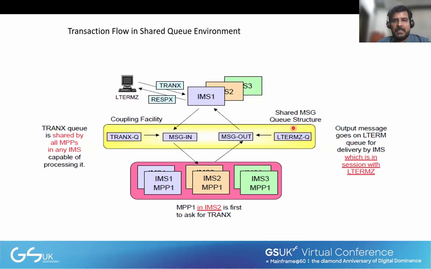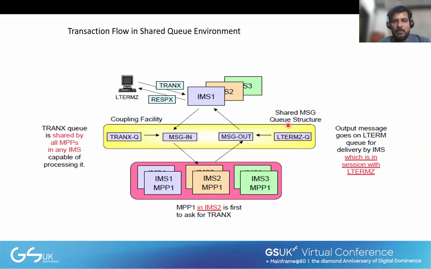When the message arrives in the shared queue, notification will be sent to all the IMSs in the shared queue group to see which IMS is interested in processing this message. Suppose IMS2 has its MPR region available for processing. So IMS2 will pick this message and will process the message. After processing, IMS2 will write the output back on the LTERM Z queue in the shared queue message structure.